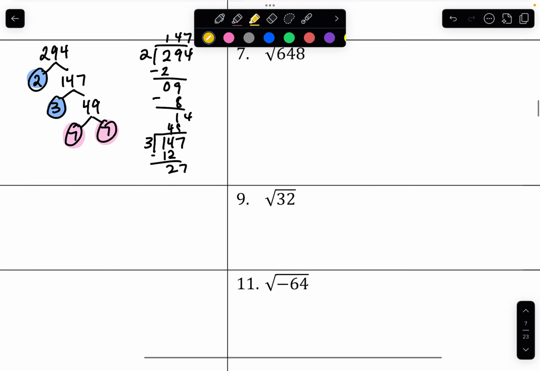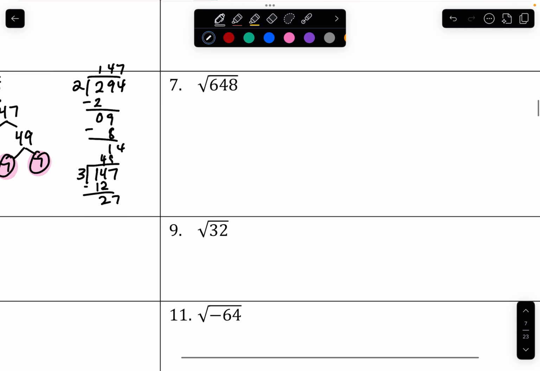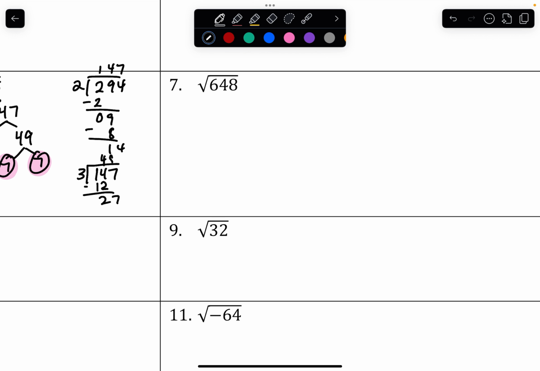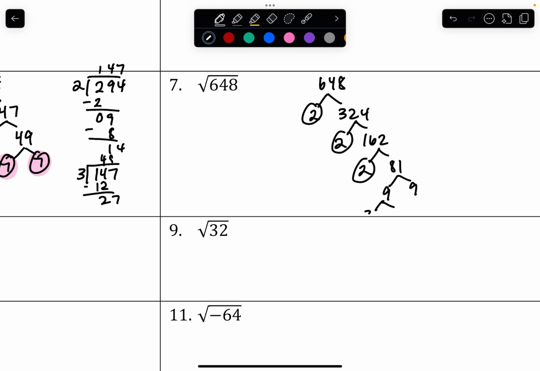Okay, so for 648, make a factor tree. And so we can use 2 and 324, 2 and 162, 2 and 81. And here I'm already seeing a perfect square factor, but if you want to go all the way to the primes, it's just a good habit to make sure you're done.